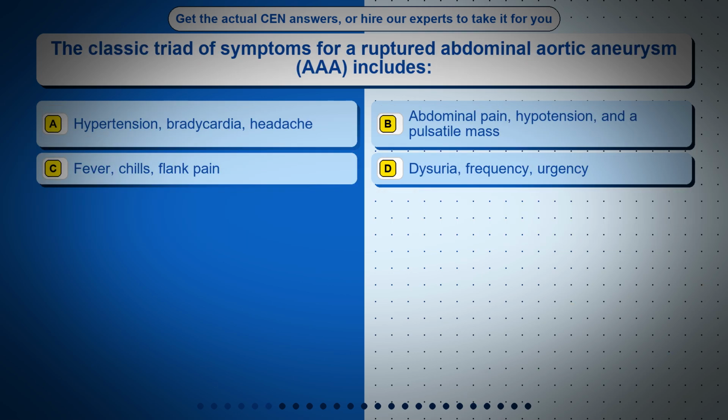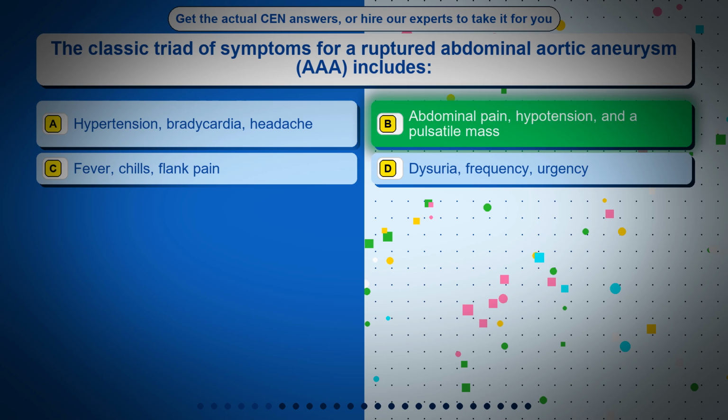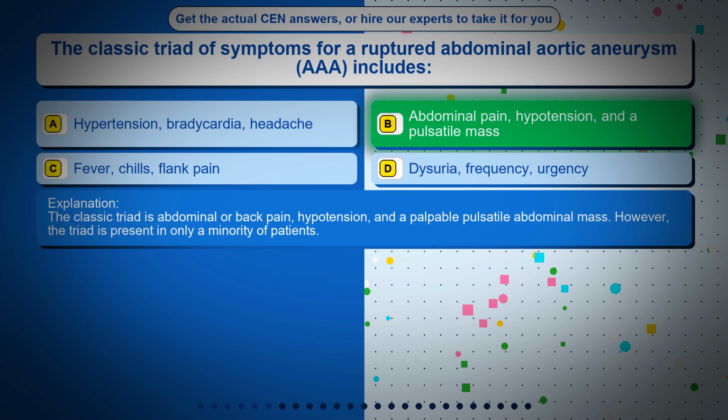Question 6. The classic triad of symptoms for a ruptured abdominal aortic aneurysm, AAA, includes option A, hypertension, bradycardia, headache, option B, abdominal pain, hypotension, and a pulsatile mass, option C, fever, chills, flank pain, option D, dysuria, frequency, urgency. The correct answer is option B, abdominal pain, hypotension, and a pulsatile mass. The classic triad is abdominal or back pain, hypotension, and a palpable pulsatile abdominal mass. However, the triad is present in only a minority of patients.